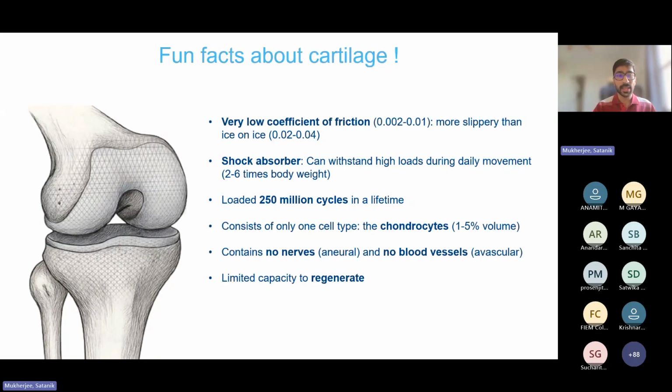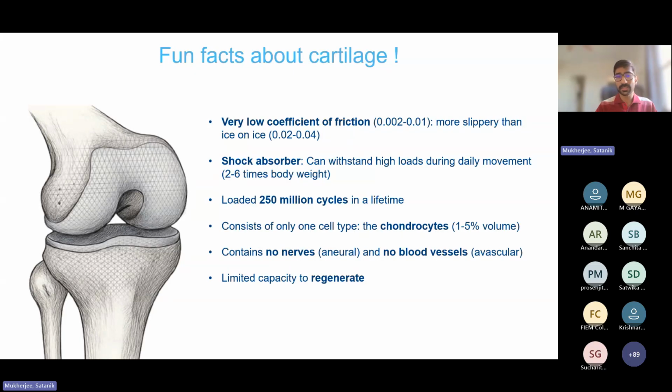As you are walking or jumping or walking up and down the stairs, it can absorb mechanical loads of 2 to 6 times your body weight. For example, for athletes doing high jump and long jump, it can go up to 10 times their body weight. And the cartilage is strong enough in the knee to resist those very high loads.